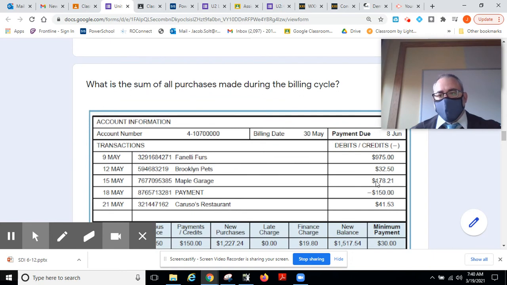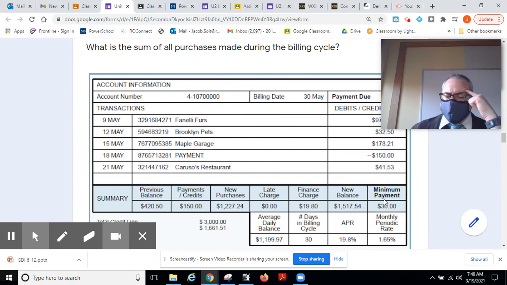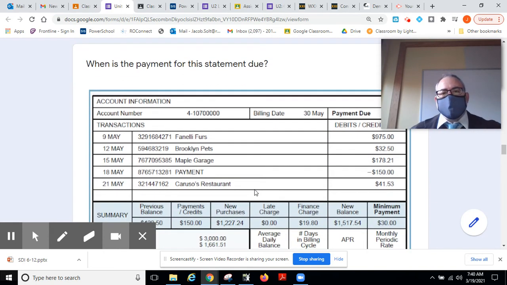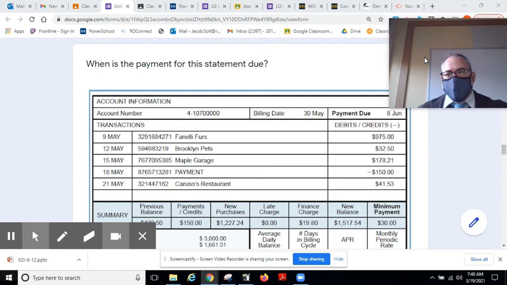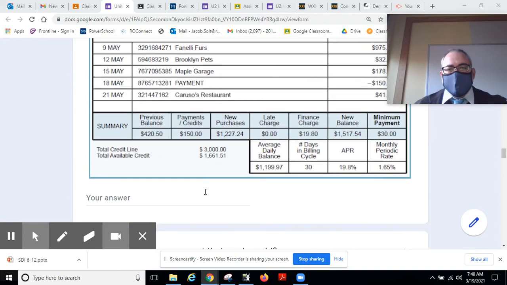Well, you could add up those 4 purchases there and find the sum of all purchases in the billing cycle. But maybe you know that there's a thing called new purchases, which is equal to the sum of all the new purchases made in the billing cycle, and that can help you out, right? When is this payment for the statement due? Maybe you see something around here that says payment due, right?